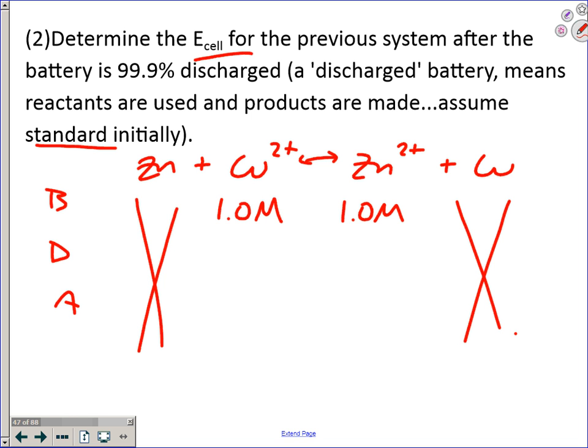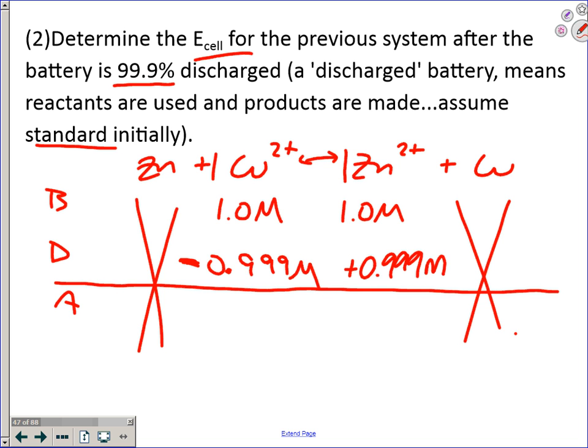It's useless. All right. So during the reaction, 99.9% of the copper is eliminated. It's gone. So how much of this am I subtracting? 0.999 molar. That is what 99.9% of 1 is. As I subtract it from this side in a 1-to-1 ratio, you added that same amount to the product side because of that 1-to-1 ratio. So at the end, when our battery is almost dead, how much copper 2 do I have? 0.001 molar. And how much zinc do I have?